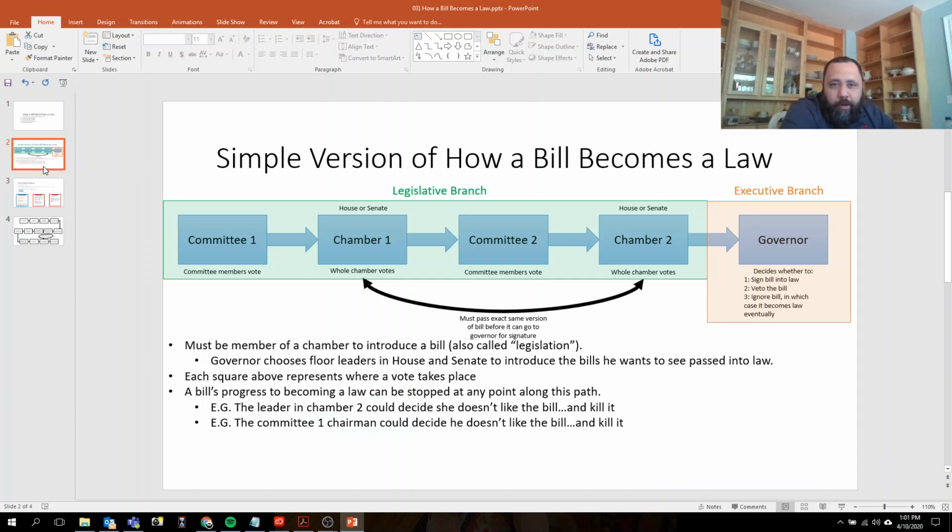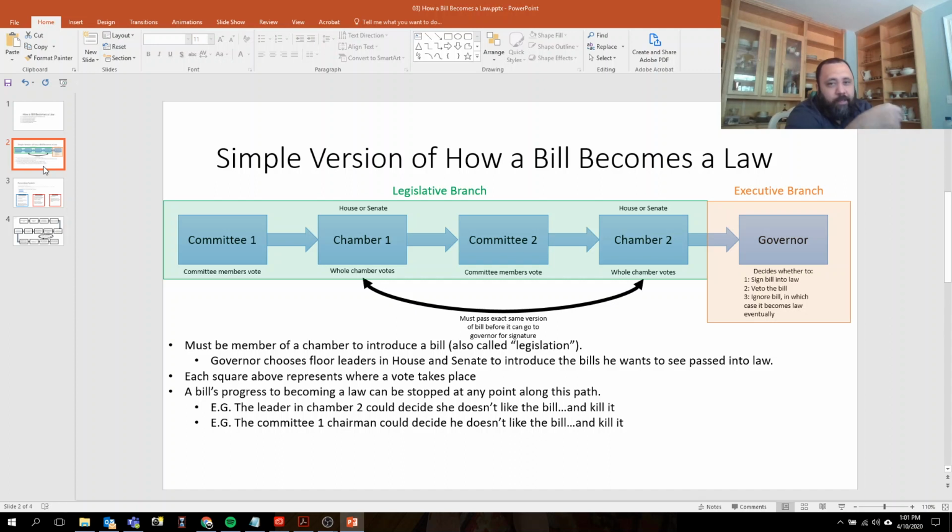Next up, the lawmaking process. Again, it's pretty straightforward. A bill can start in either the House or the Senate, but either way, it's going to begin in the standing committee that covers that particular bill. So if it's a bill on education, it's going to start in the House Committee on Education or the Senate Committee on Education. So that's Committee 1. If that committee approves it, now they could kill it, but if they approve it, it would go on to Chamber 1. That chamber has the choice to either kill it, pass it, or change it.